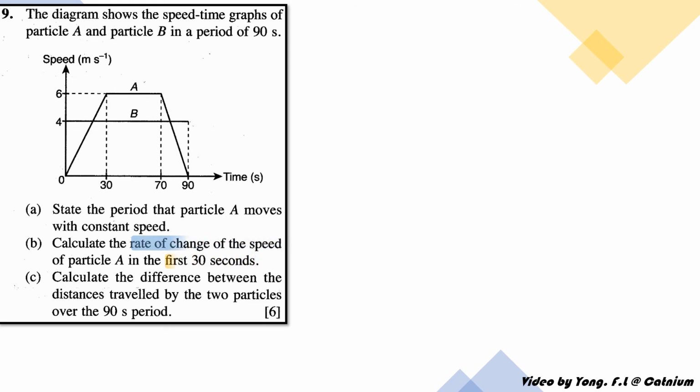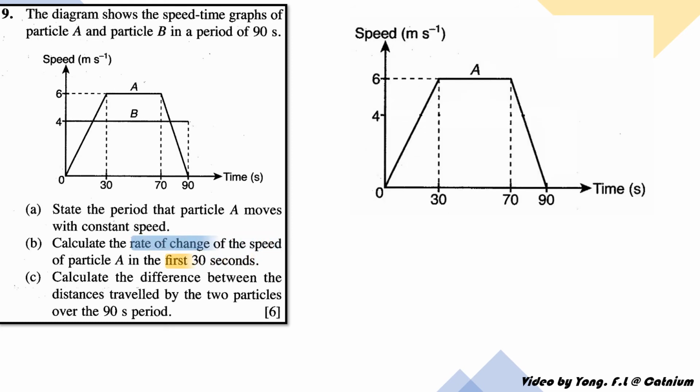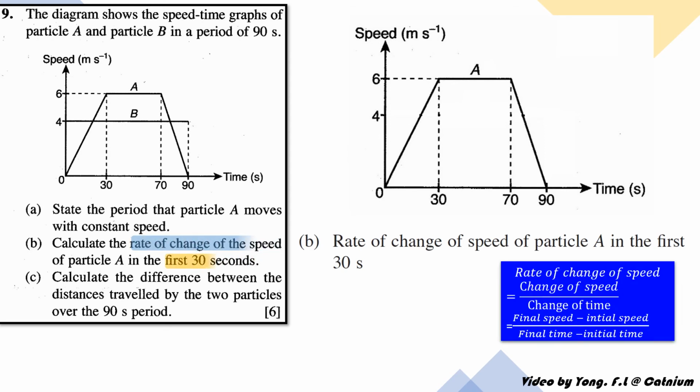seconds. First 30 seconds. Okay, look at the graph. Again, I remove graph B, garis B saya buang, because the question is asking for particle A. Okay, so B is not related. So now they want rate change. Rumus rate change is this one. Final speed minus initial speed divided by time.